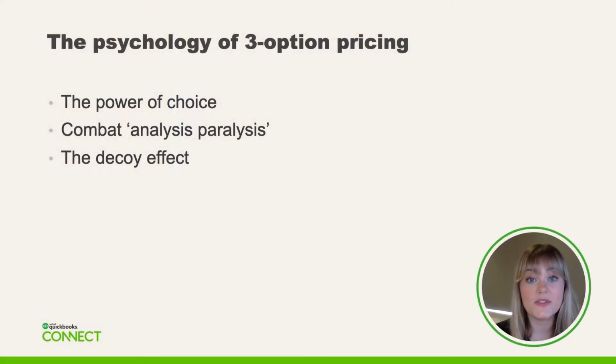Too many choices can also actually paralyze the client. So we don't want to delay the sales process by overwhelming them with that sort of 12-page menu approach. We want to keep things really trim. So if you've decided that you do want to implement 3-option pricing, how do you go about structuring it?